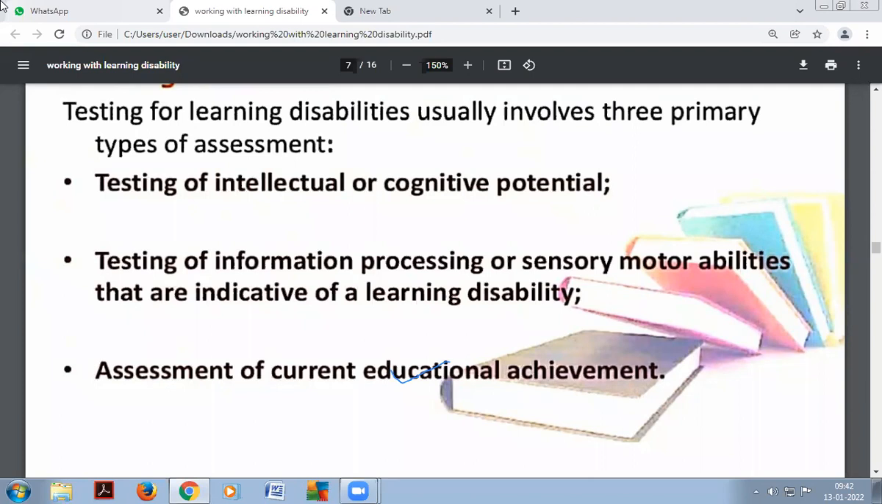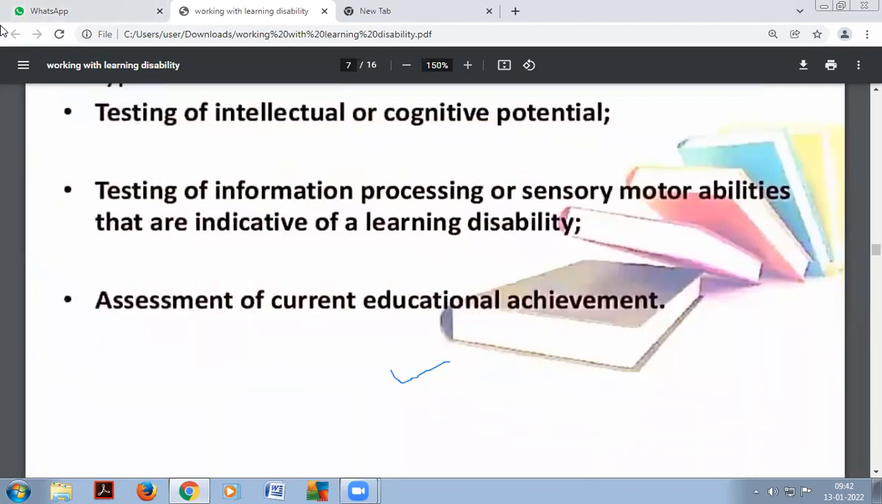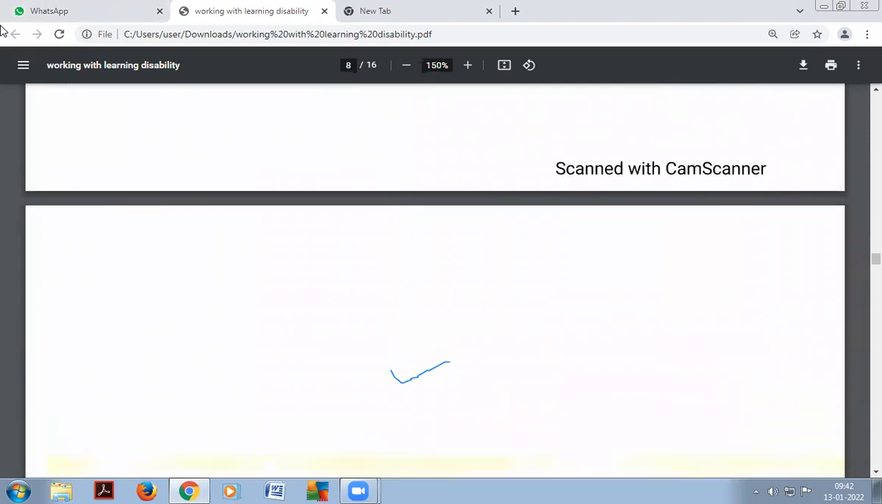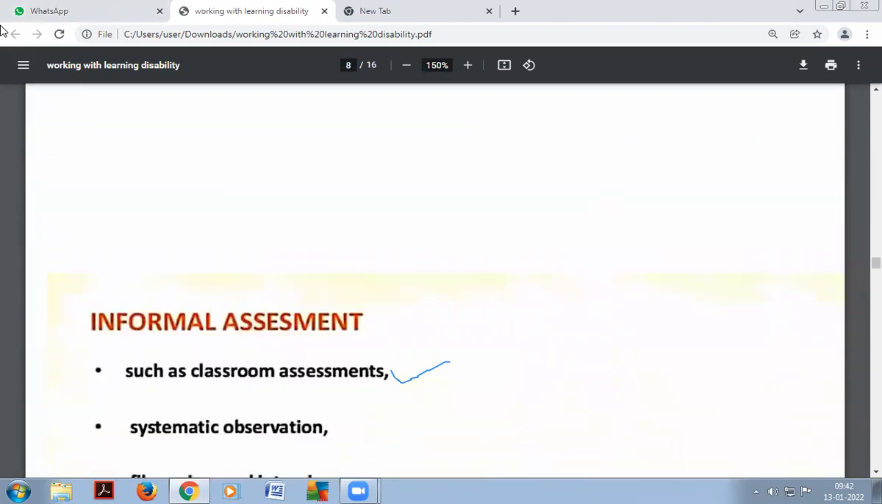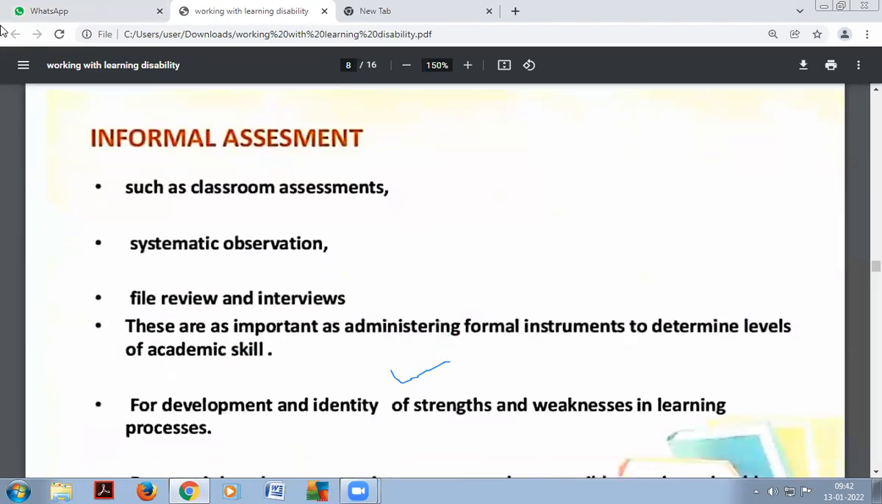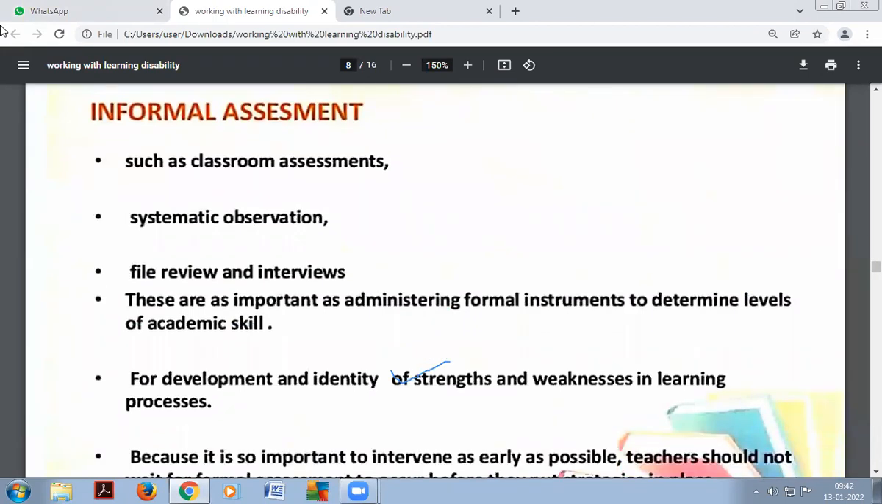And these are the ways through which we can give them remedies. So first of all, we will also have to connect their previous knowledge. So now let's understand what is informal assessment. Informal assessment means a classroom assessment.